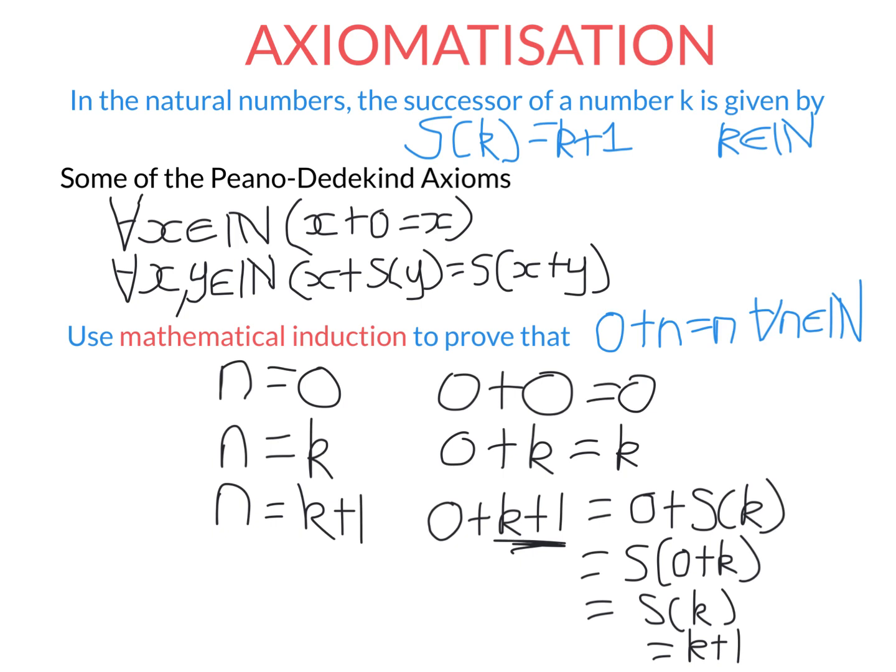This is the process of mathematical induction. We've proved something that is an axiom of real numbers when we've started with a different set of axioms in set theory.